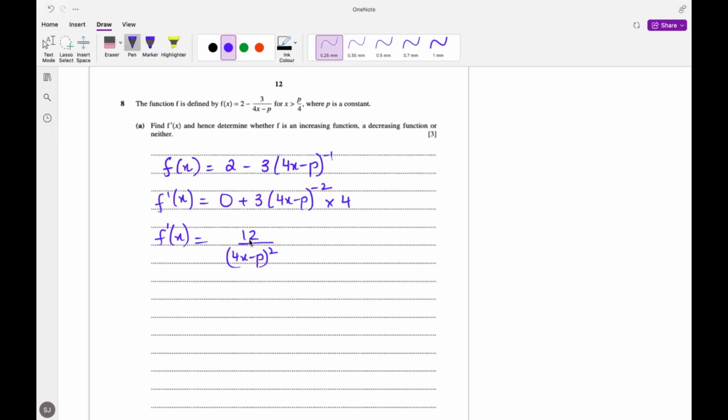Now, as we have positive 12 in the numerator and 4x minus p whole squared, it will always be positive for all the values of x. So we write that 4x minus p whole squared is always positive for all values of x. This means that f dash of x is always greater than 0, so f is an increasing function.